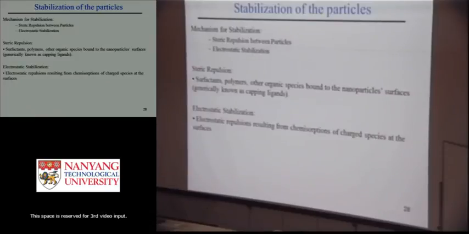In steric stabilization, the surfactant can be a polymer or other organic species. And in electrostatic stabilization, you can choose the chemical adsorption of charged species on the surface. In most cases, ions. It's ions, okay.